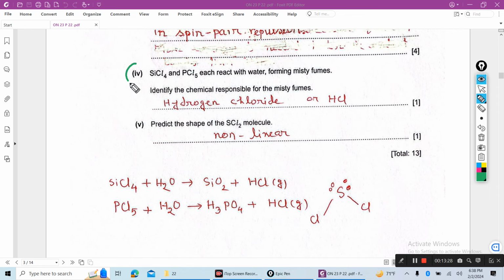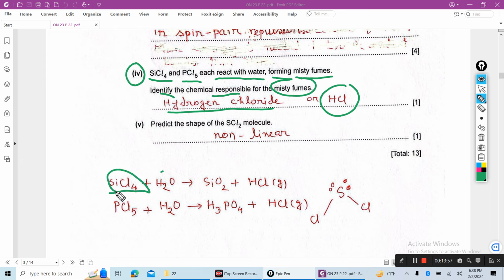Okay, now number 4. Silicon tetrachloride and phosphorus pentachloride react with water forming misty, steamy fumes. Identifying the chemical responsible for the misty fumes, the answer is hydrogen chloride, or you can write HCl. How? Silicon tetrachloride reacts with water to form silicon dioxide and hydrogen chloride gas. This is the misty fumes.